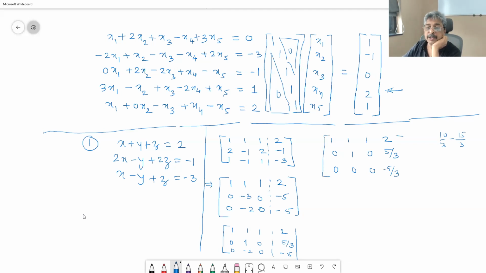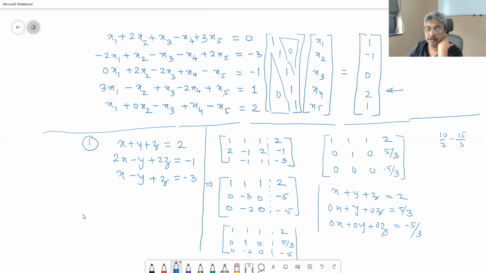So this is the augmented matrix that we have. What can you conclude out of this? Now you wanted to make this one, but you can never make this one. Okay, so if we convert these equations now, x plus y plus z is equal to 2, y is equal to 5 by 3, and 0x plus 0y plus 0z is equal to minus 5 by 3.